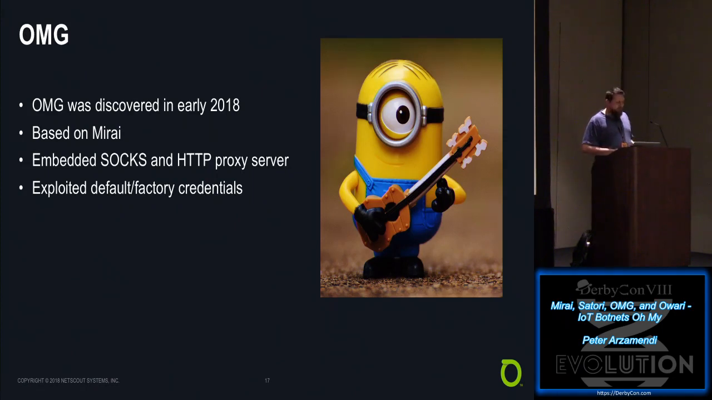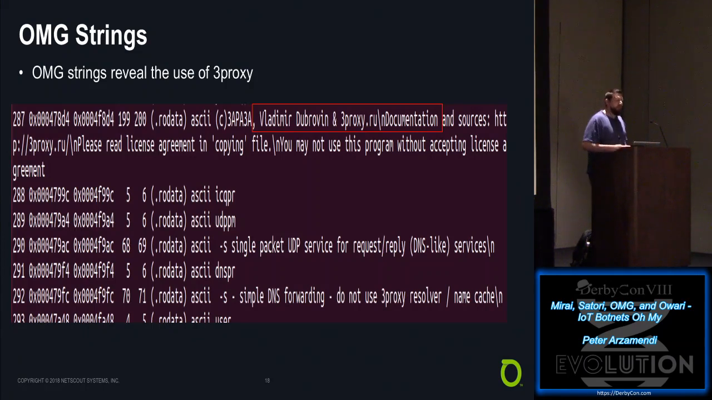The next example I want to talk about is OMG. OMG was discovered in early 2018, another Mirai-based variant. What's cool about OMG is the authors decided to integrate a proxy server for both HTTP proxy and a SOCKS proxy into it. And similar to other variants, it used default credentials. If we simply run strings on the binary, we get a good indication of what proxy it may run. You can see here it's using 3proxy.